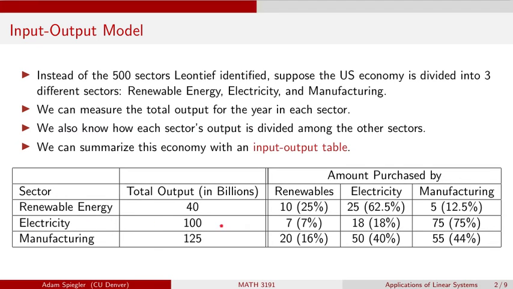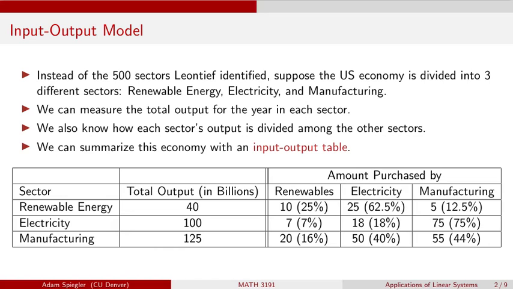Similarly, the next row in the table tells us that the electricity sector had 100 billion US dollars of output. We're assuming here that $7 billion were used in renewables, 18 in electricity, and the vast majority of that was used in manufacturing. The last row is doing a similar breakdown for manufacturing. If the total output in the year was 125 billion, then we can see how that was split up among these three sectors. I've got absolute totals provided, and I also have relative totals, the percentages beside them.